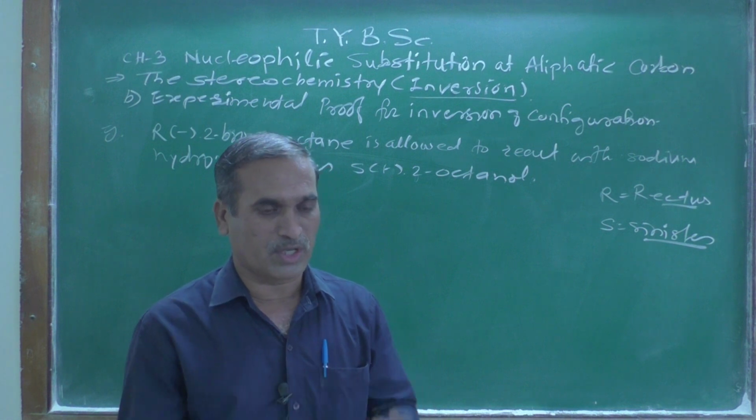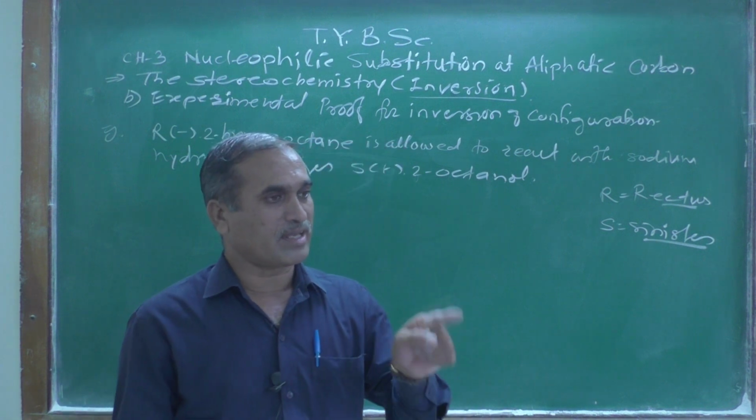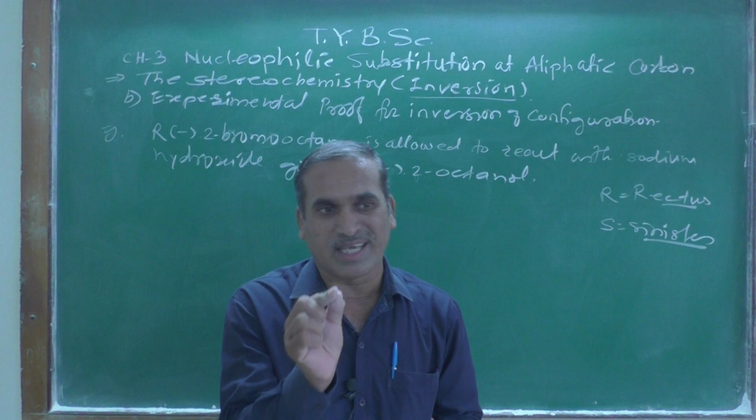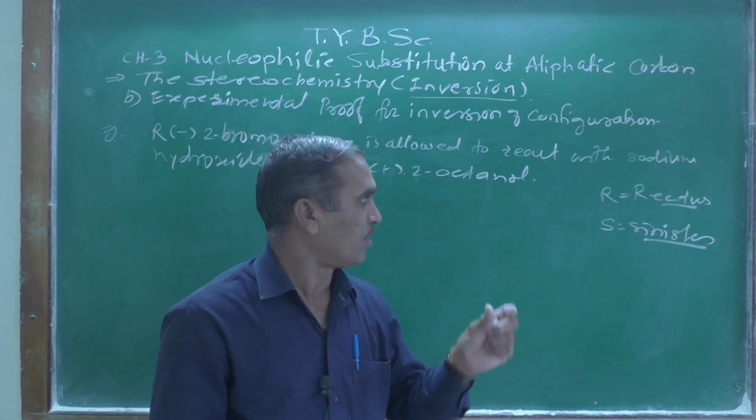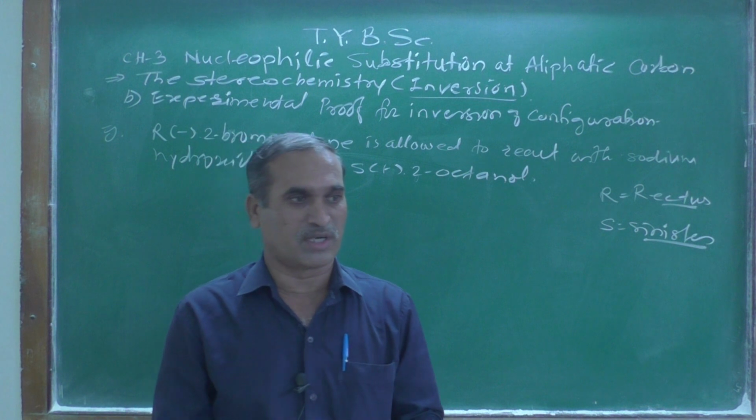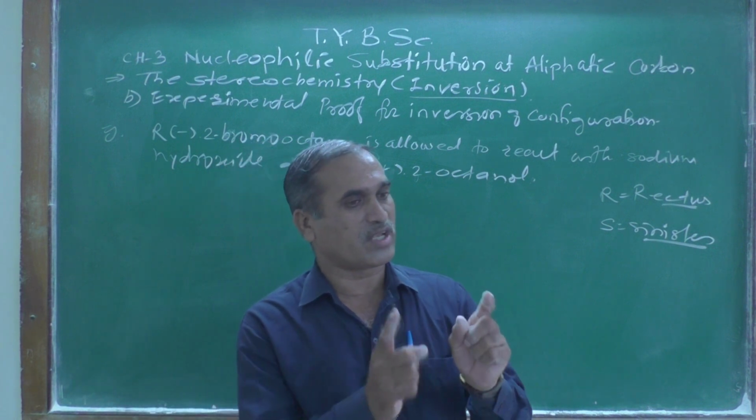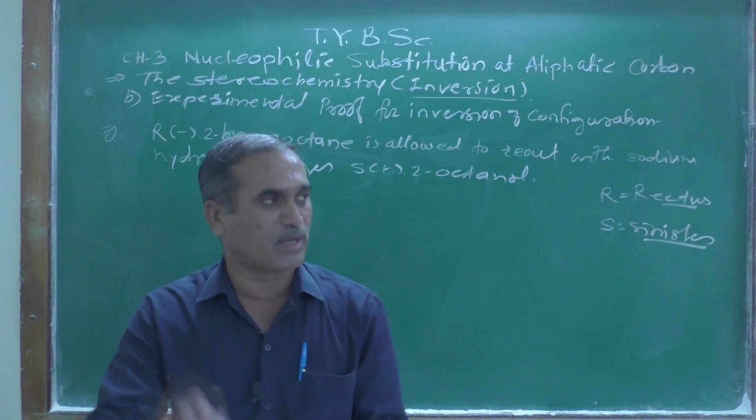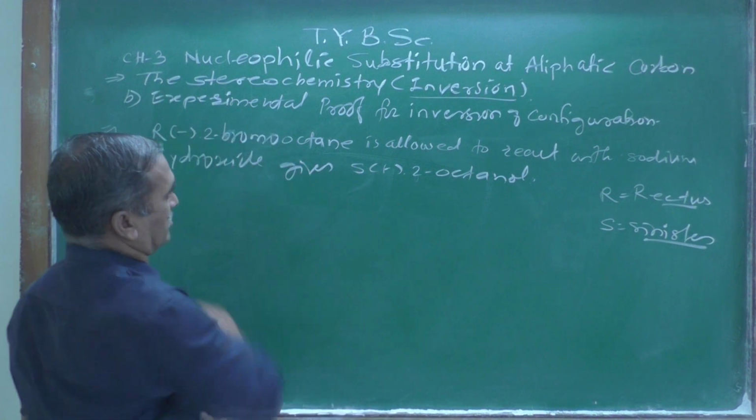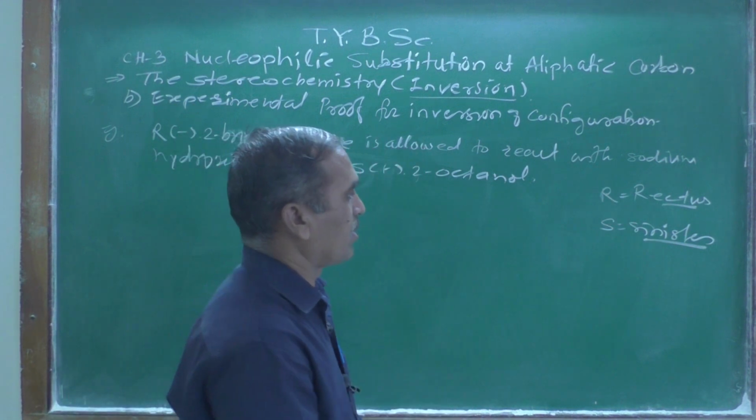Levorotatory or dextrorotatory, you might be knowing. If any substance rotates the plane of polarization to the right-hand side, it is known as dextrorotatory and is denoted by small d or plus. And levorotatory means what? If any substance rotates the plane of polarization to the left-hand side, it is said to be levorotatory and is denoted by small l or minus.